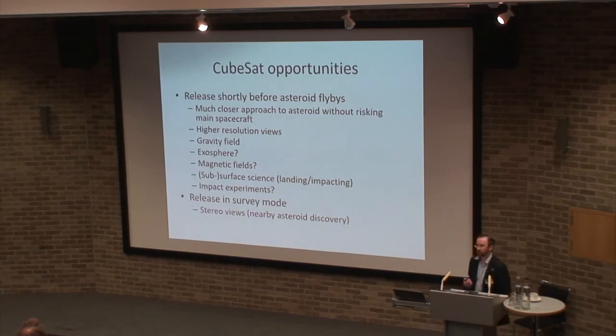What can we do with a CubeSat in the asteroid belt? Well, you can release them just before the asteroid flybys. And that's the main sort of thing we were thinking about. This will allow you to get a lot closer than we would dare go with the main spacecraft. You'll be able to get high resolution views, be able to map gravity fields, maybe go and look for exospheres or magnetic fields, and then do things where you actually play with the surface a bit.